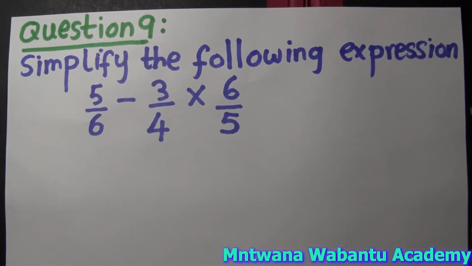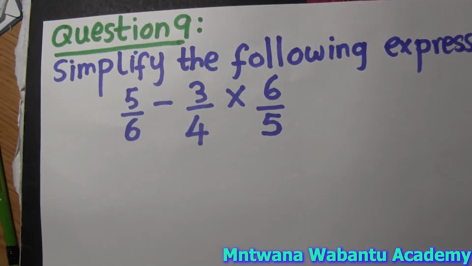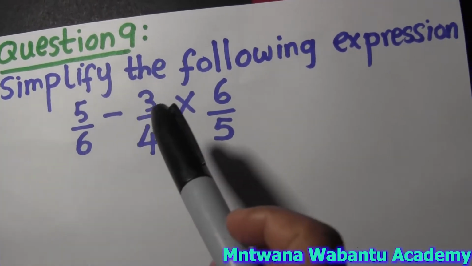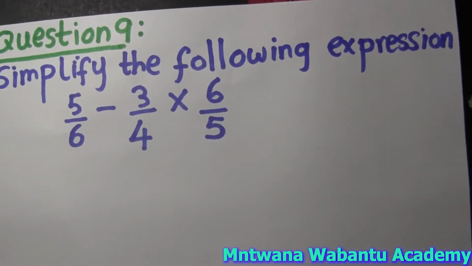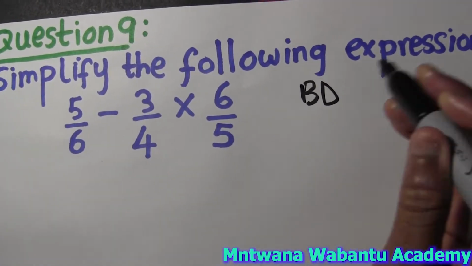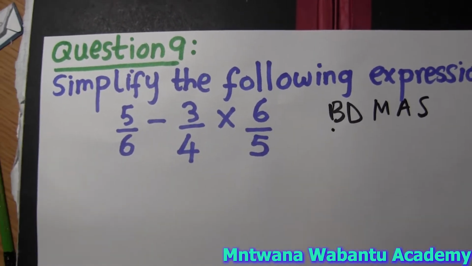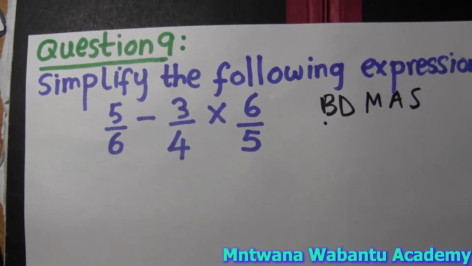Simplify the following expression. It'll say simplify. So remember, whenever you have a different sign, like a minus, multiplication, or whatever you can have, there's something called BODMAS. This is very, very important. BODMAS always starts with a bracket. Do you have anything with a bracket? No. We go for the next one.